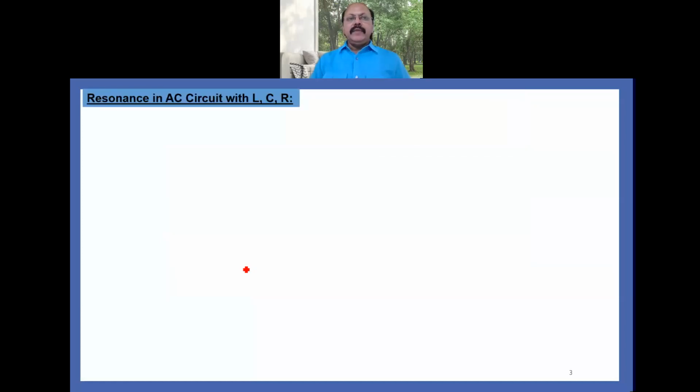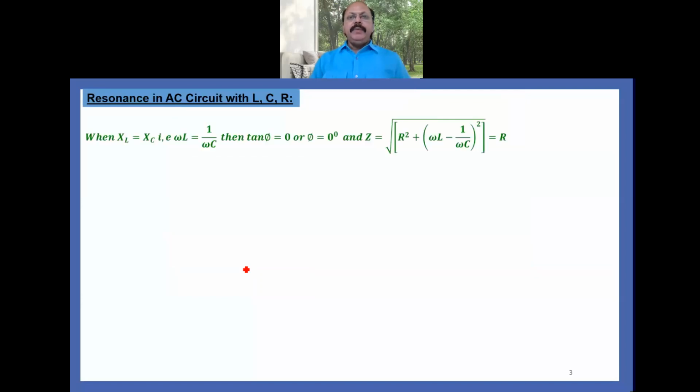The first one is resonance in AC circuit with LCR. For that purpose, we consider an inductor of inductance L, capacitor of capacitance C, and resistor of resistance R connected with an AC source of alternating EMF E equal to E naught sin omega t. Now, basically, what is resonance in an AC circuit? It is a circuit which admits maximum current corresponding to the frequency of the AC source.